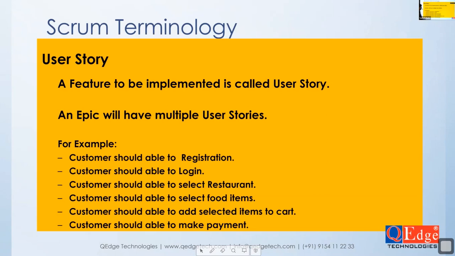Please observe this one. The Swiggy application example. Customers should be able to order the food online. That is a major requirement, epic. To implement this major business requirement, epic, you need to create multiple features. User registration, one feature. Login, one feature. Customer should be able to select the restaurant, one feature. All these features are nothing but different stories belonging to an epic. Continuation: an epic will have multiple user stories.